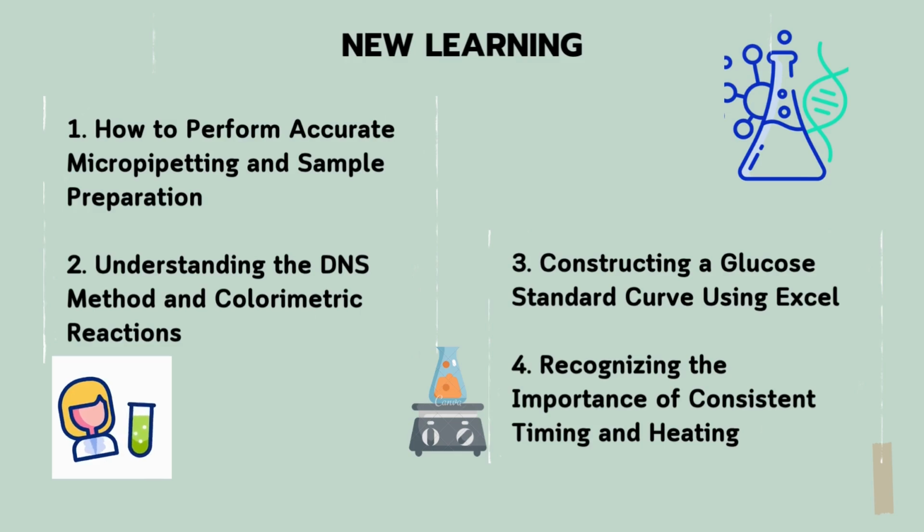Another key skill we picked up was using Microsoft Excel to process our data. We used it to calculate average absorbance, find standard deviations, and generate a glucose standard curve. This made it easier to interpret our results and apply the linear equation later on. Lastly, we learned how crucial timing and temperature control are during the boiling and cooling steps. Any variation could affect the color development, so we had to make sure everything was done consistently across all test tubes.